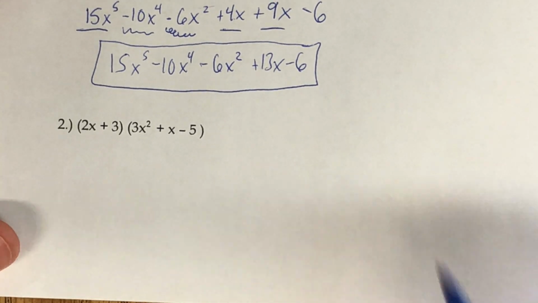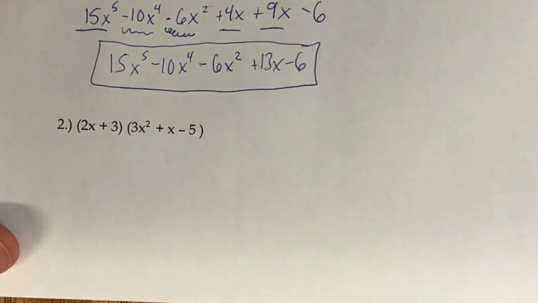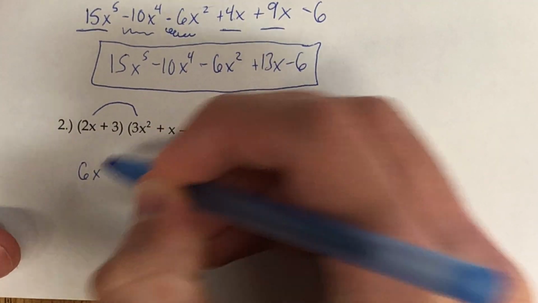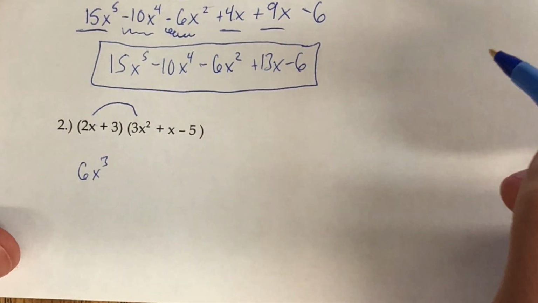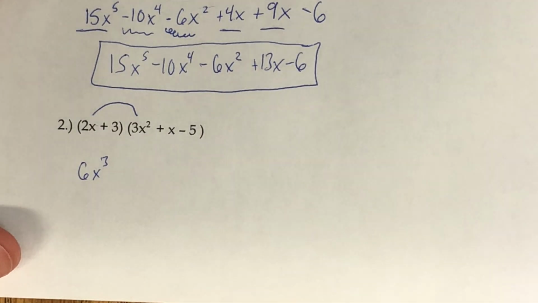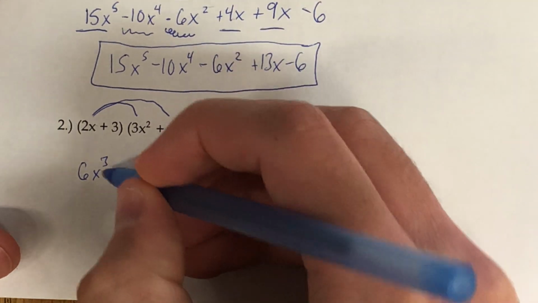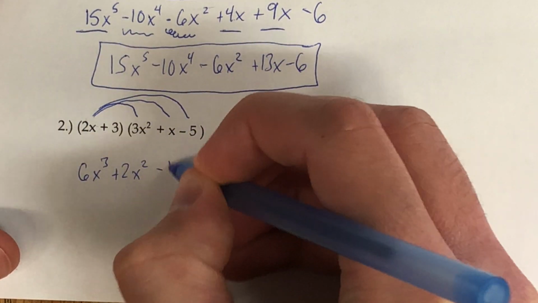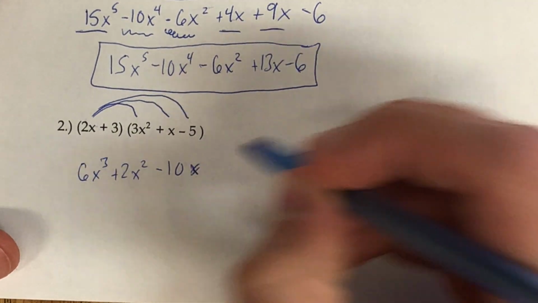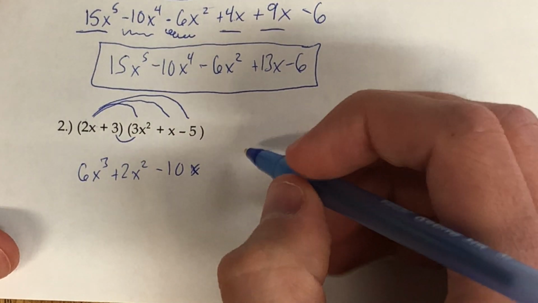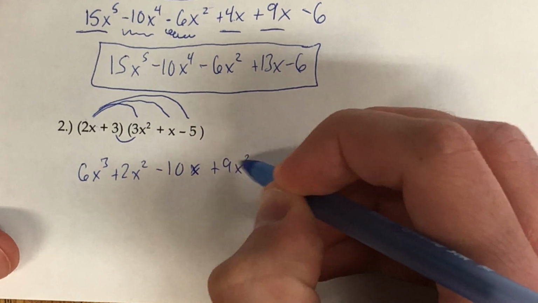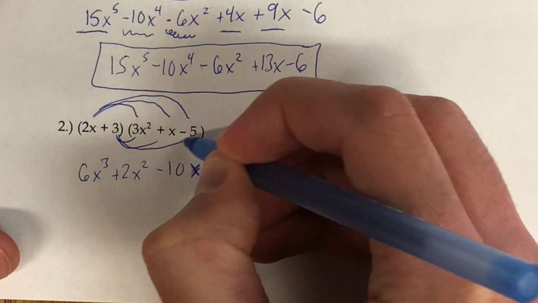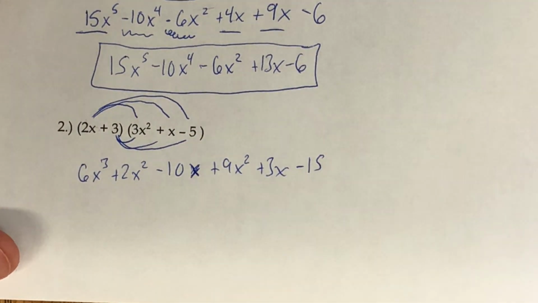Next one. Everything from the first by everything from the second. 2 times 3 is 6. X times x squared is x to the third. And again, add exponents. 2 times 1 is 2. X times x is x squared. 2 times negative 5 is negative 10, and we have that x. Moving on. 3 times 3x squared is 9x squared. 3 times x is 3x. And 3 times negative 5 is negative 15.